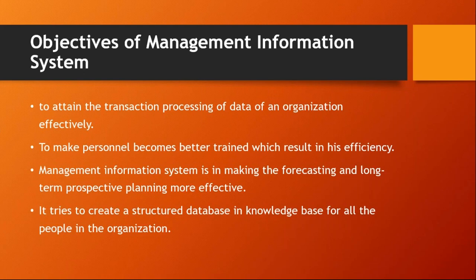The objectives of management information system: number one, to attain the transaction processing of data of an organization effectively. It helps in processing transactions of an organization, just like I've explained, to make personnel become better trained, which results in efficiency. So with management information system, personnel can get better in the work that they do, because the MIS has made their work easier. So there won't be any situations because we already have a computer system that is working effectively that can help you do your job.